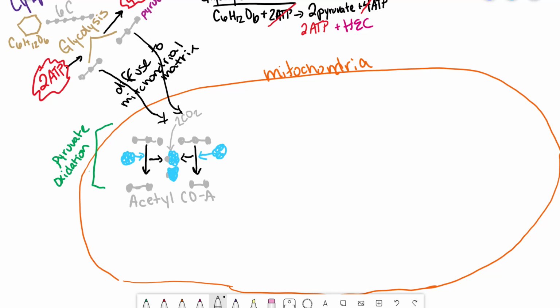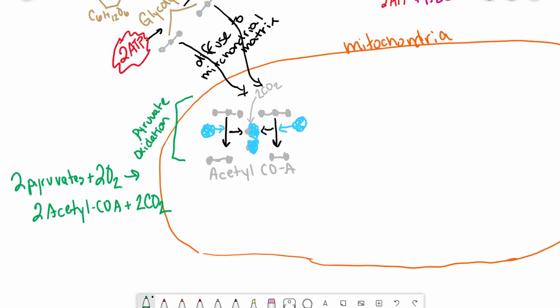All right, so we added 2 oxygen in, we got 2 carbon dioxide out, and we ended up with 2 acetyl-CoAs, which are 2 carbon compounds. Now, please notice that we had to use oxygen here. So this is truly aerobic respiration.